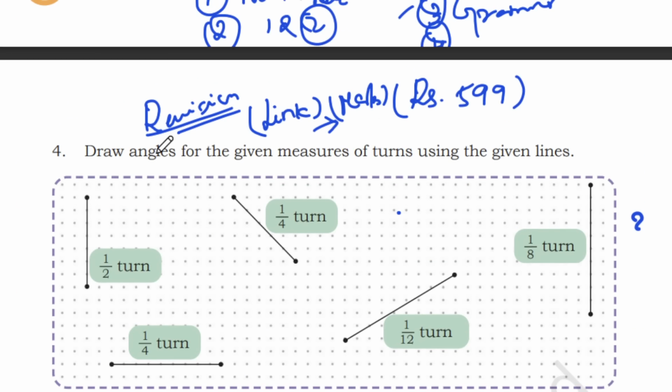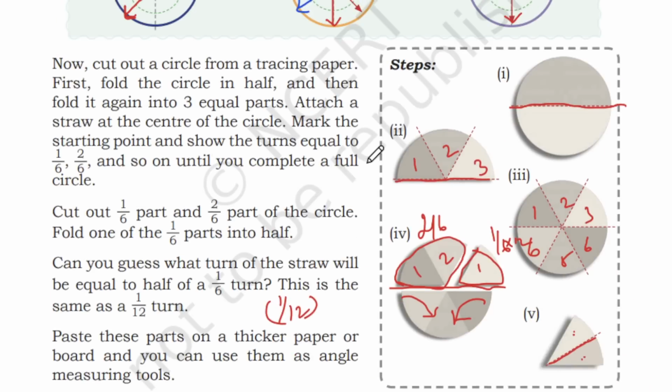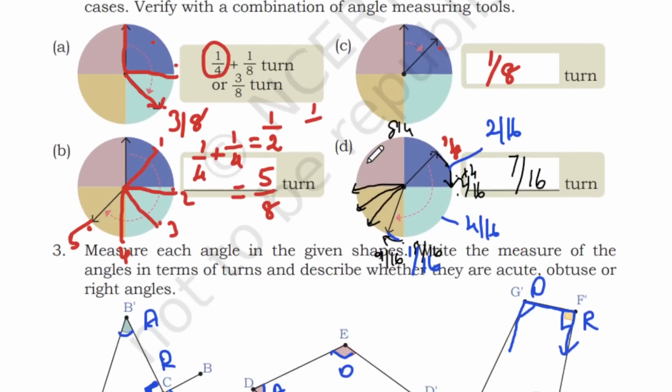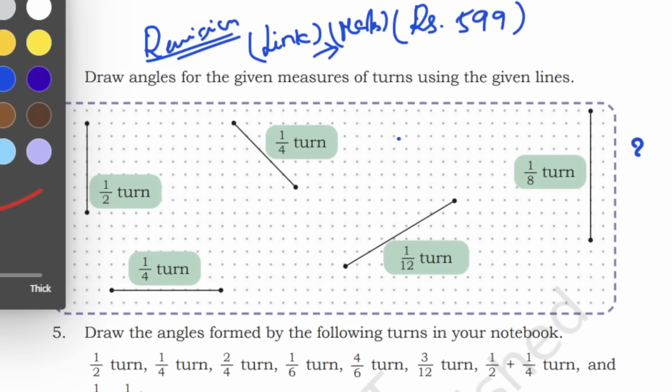Alright, next. Draw the angle for given measures, and these pages are already covered in Part 1 and 2 videos. If you missed them, you can watch those and then come for Part 3. Alright, draw the angle for the given measure of a turn using the given lines. So here we have a half turn. I'll show one example, students.